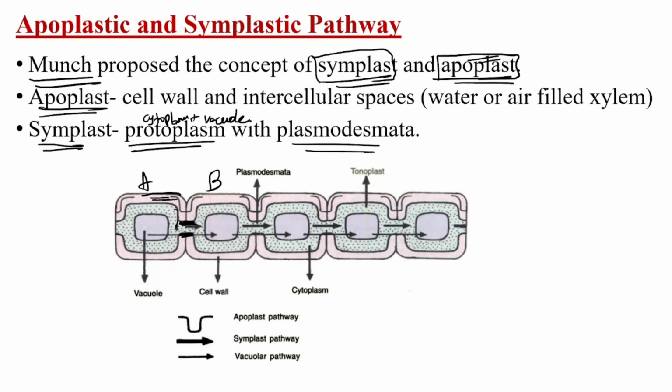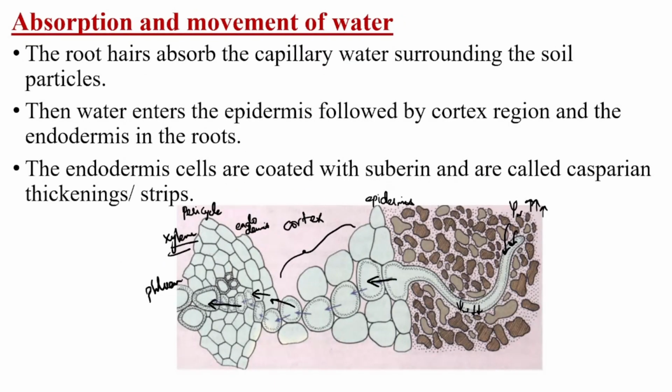Now we understood what is apoplast. It is the non-living part of a cell. Basically, the cell wall and the intercellular spaces is called apoplast. And what is symplast? The protoplasm along with the plasmodesmata is the symplast. They said that the movement of water from the soil into the root system takes place by two pathways, apoplastic pathway and symplastic pathway.